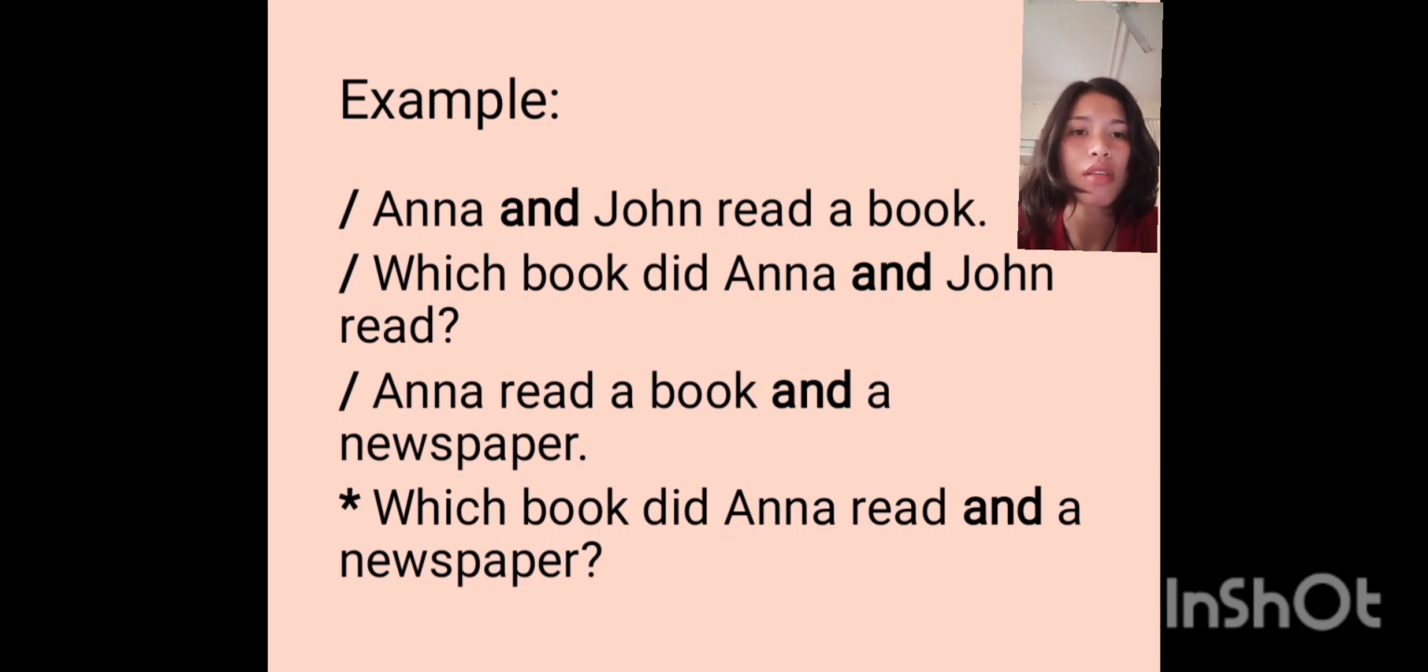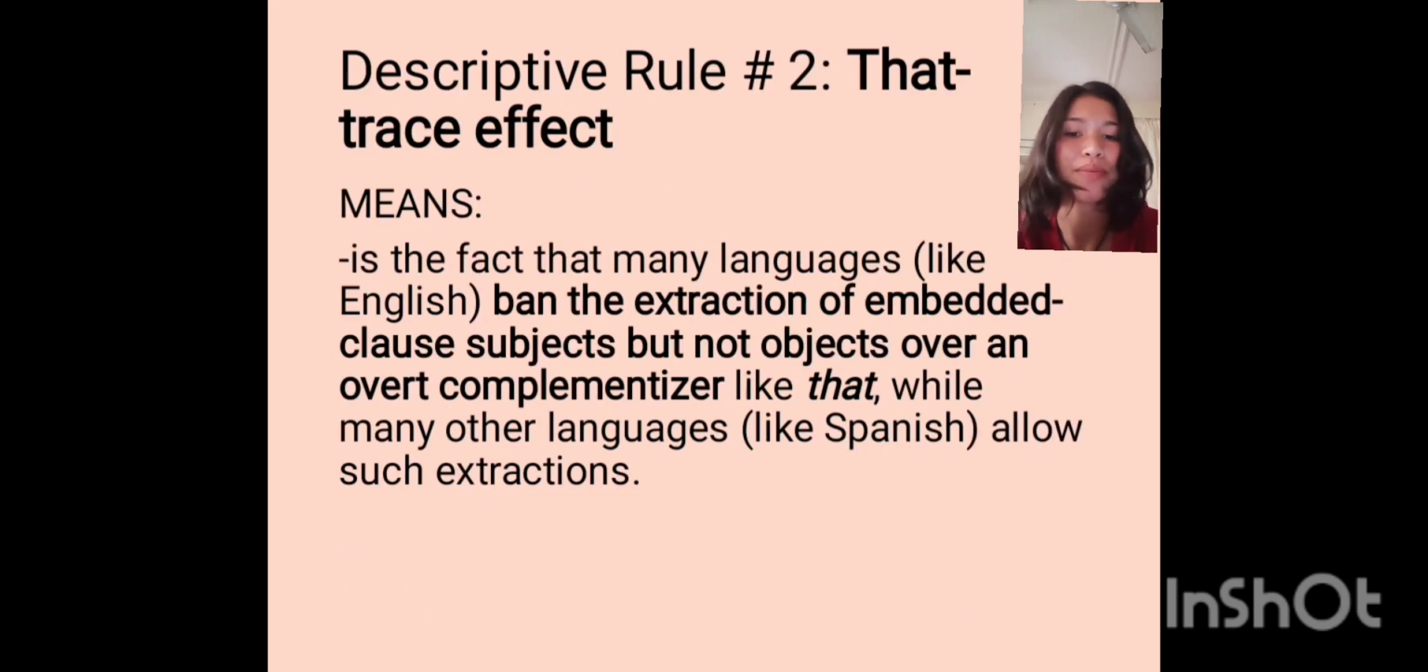If we're going to transform it into a question form sentence: Which book did Anna read and a newspaper? As you can observe in this example of question form, it is ungrammatical and unacceptable because we don't know which book did Anna read and a newspaper. So I think it's a doubtful sentence, an improper sentence, or an incorrect sentence. Now let's proceed to descriptive rule number 2.